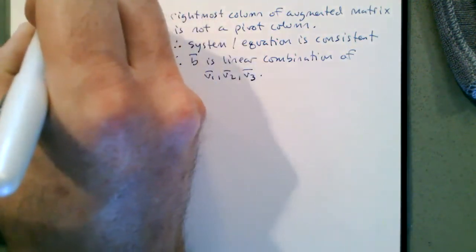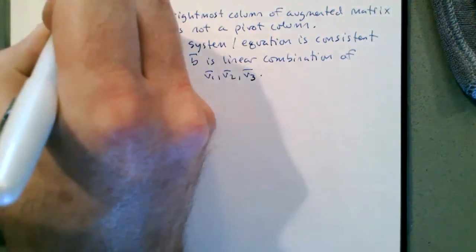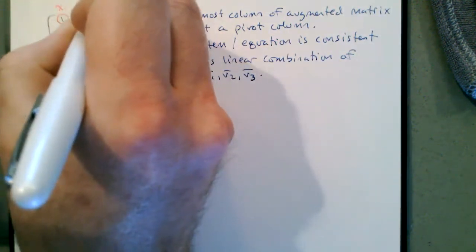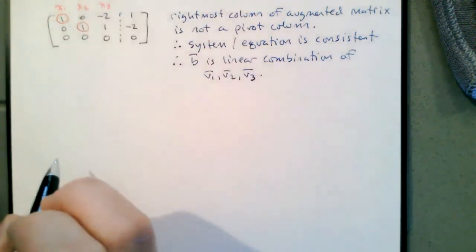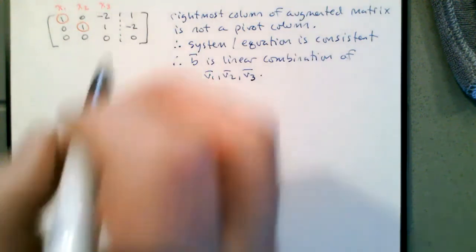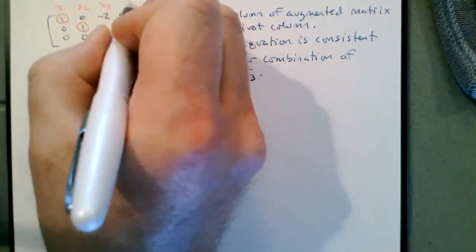The first column corresponded to x1, second column x2, third column x3. This is an augmented matrix. There's no x4. This was our constant column.